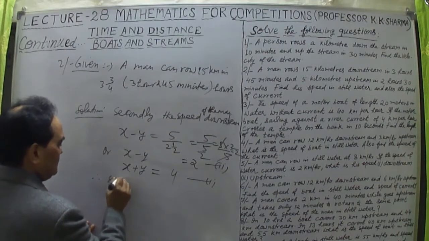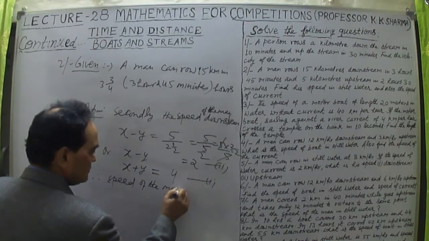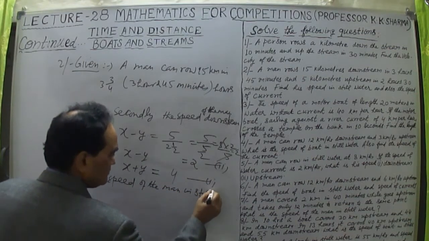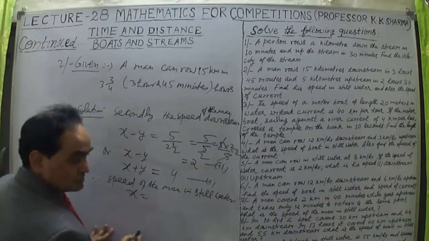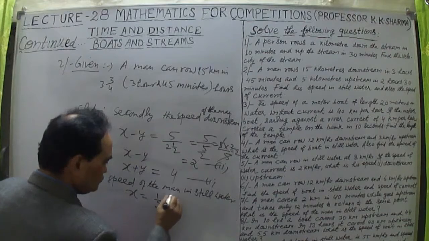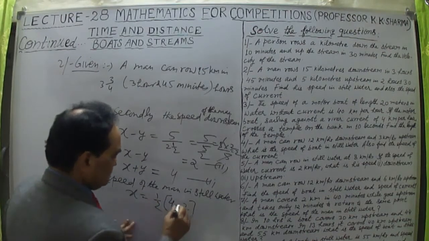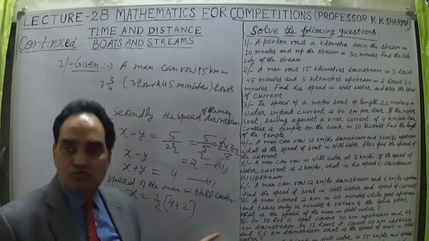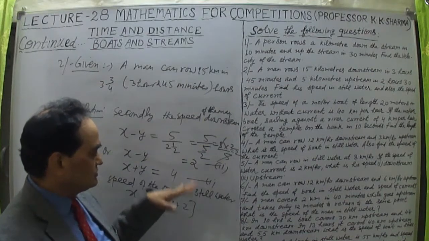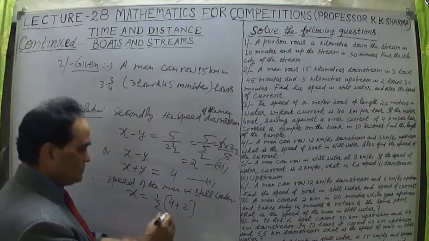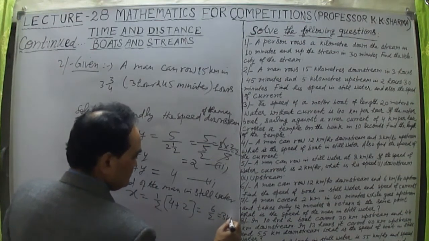Therefore, the speed of the man in still water, directly I am putting the formula. This is x equal to half into 4 plus 2. This is the value of x, the man's speed. The man's speed is the sum of downstream and upstream speeds, so 4 plus 2, that means 6 upon 2, that means 3 kilometers per hour.